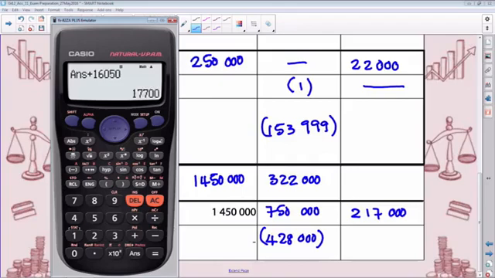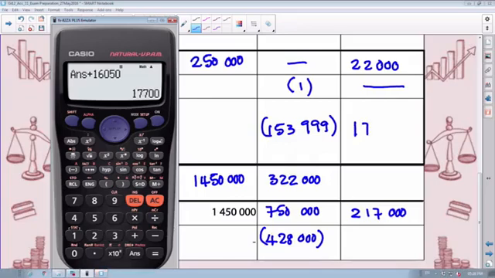16,050 to give me a value of 17,700. 17,700, and that would be the value of my depreciation on my equipment. Once again, what do we do? Look at this here.